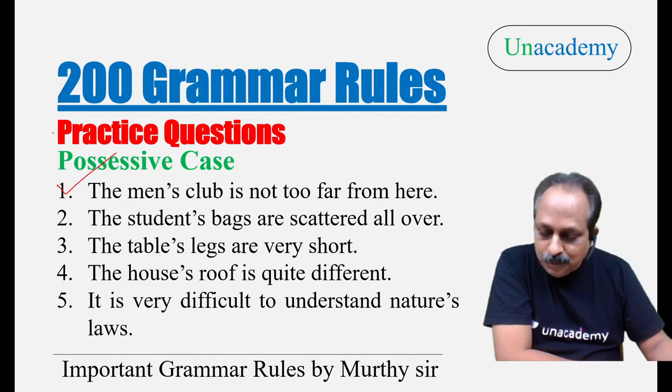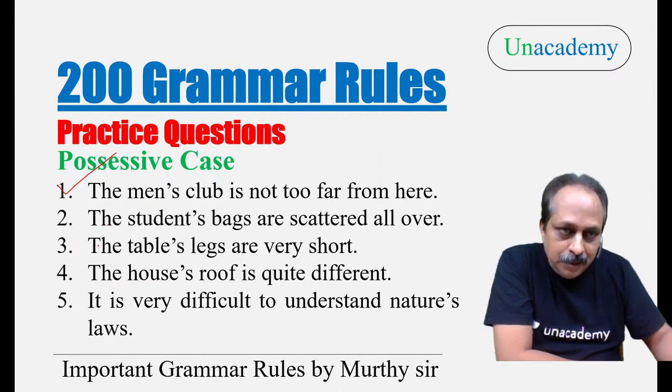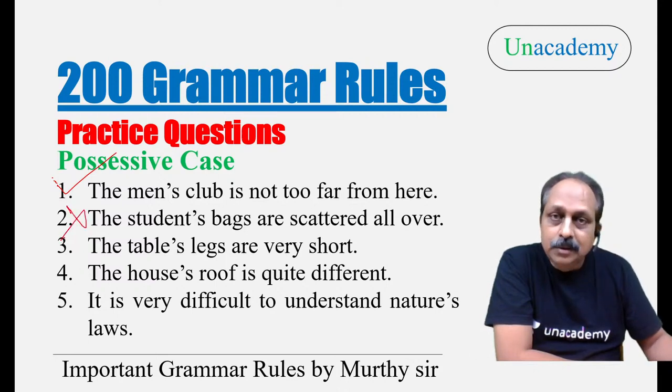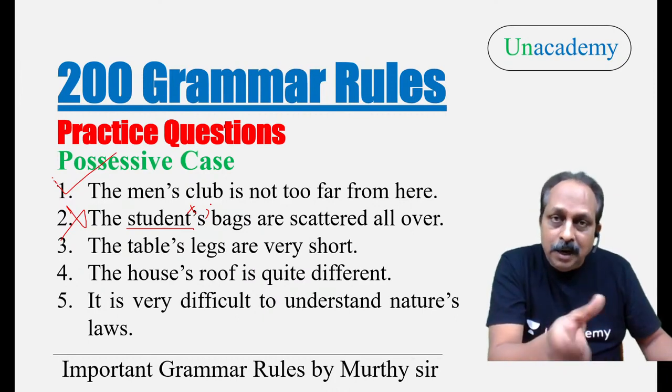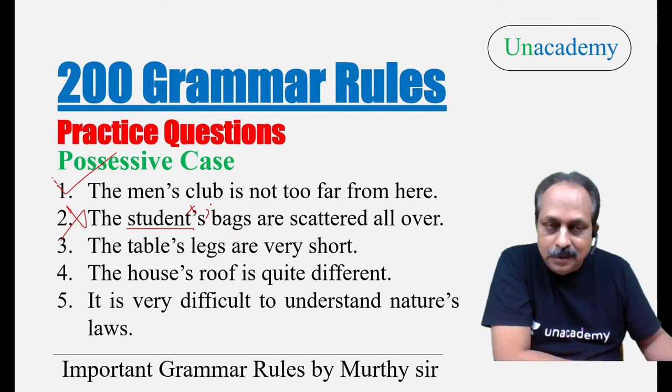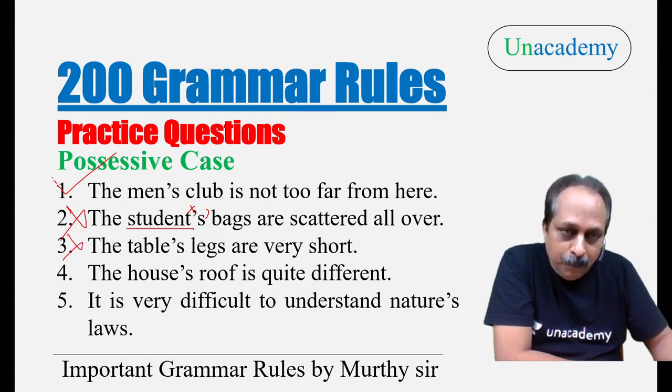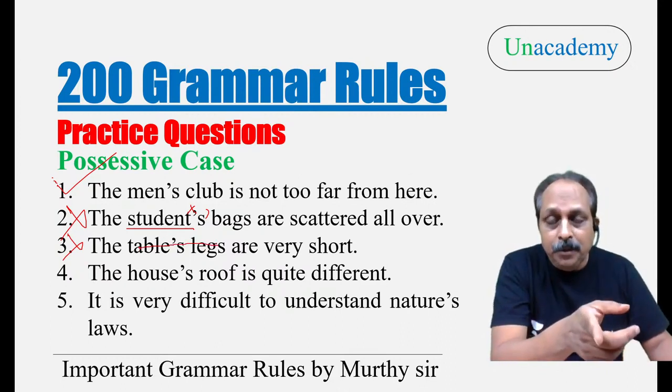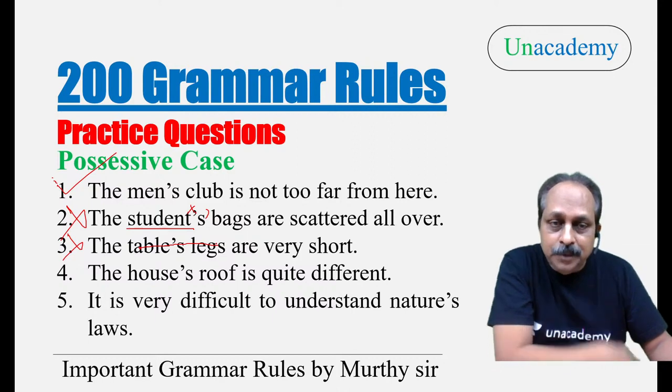Question number two, it is not correct. There is an error. I'll mark it wrong. What is the error? Here we are talking about students, a plural noun. Then the apostrophe should come after the letter S. Students, a plural noun ending in the letter S. We should use the apostrophe after the letter S. Now, the table's legs are very short. Legs of the table. So this is also wrong. You cannot use a possessive case with things or objects. Based on that, it is not correct. We already have the example. It should be the legs of the table.